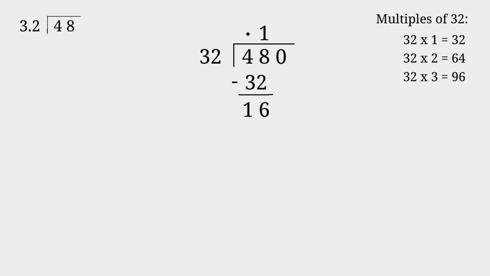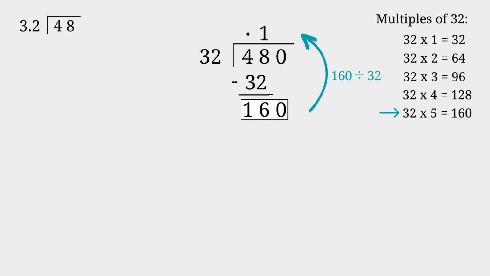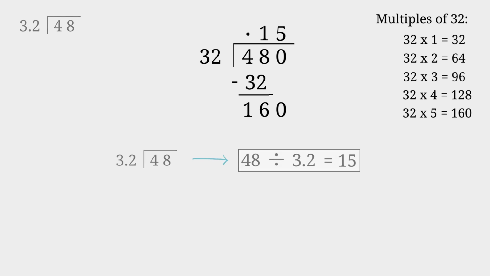32 does not go into 16, so we need to borrow a value from above. Bring the 0 down to make it 160, and 32 does go into 160. Expand your list of multiples, then see that 32 goes into 160 exactly 5 times. Write 5 above the division symbol and you are done with this calculation, because 5 times 32 will give you 160, and 160 minus 160 is 0. So you don't have any remainders or decimals in your answer. So 48 divided by 3.2 is 15.